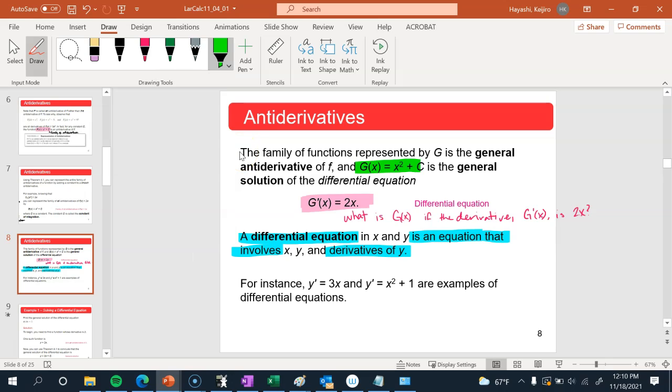So that g of x equals x squared plus c, with that constant of integration at the end that we found, is called the general solution, because it's non-specific.